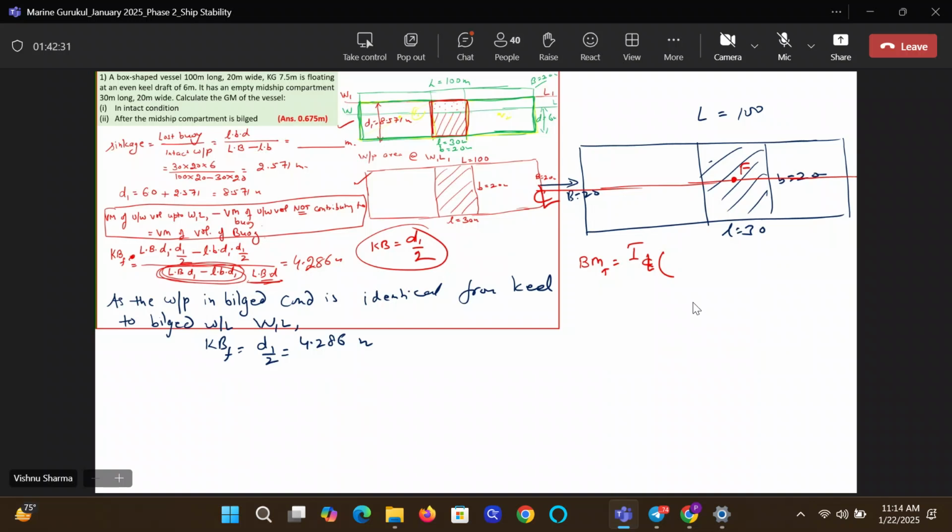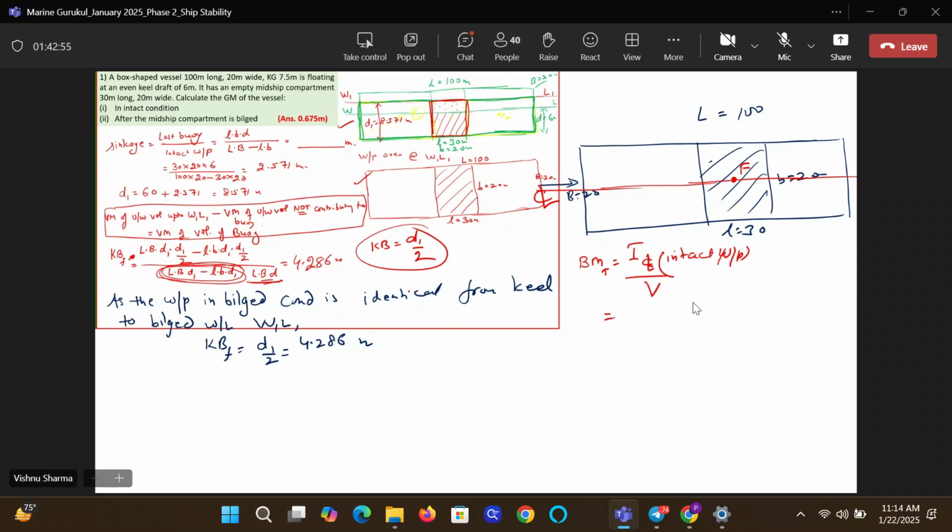ICL of which area? Water plane area. First we wrote something else. Go back to the first formula you wrote: ICL of the whole intact water plane area upon volume of displacement. Correct, Peter?